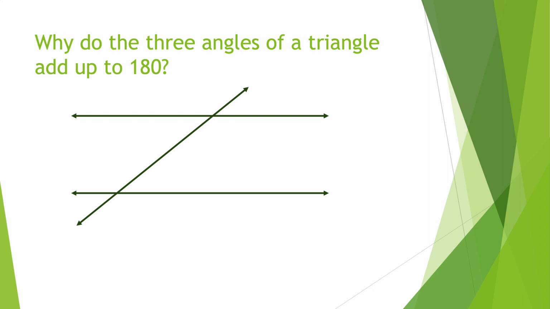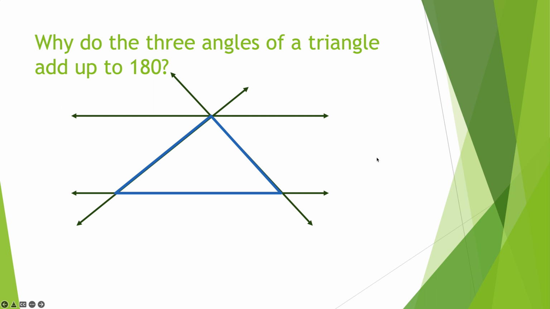All right, so the next thing that we're going to speak about is why do the three angles of a triangle add up to 180? So let's start with the diagram of two parallel lines cut by a transversal, and then let's add another line to that diagram. And the reason we add that line is because in the middle here, we're making a triangle.